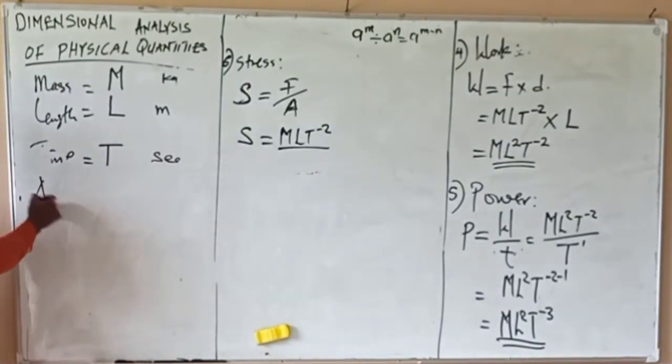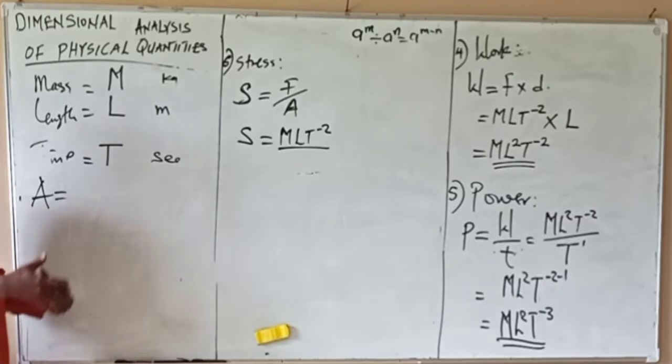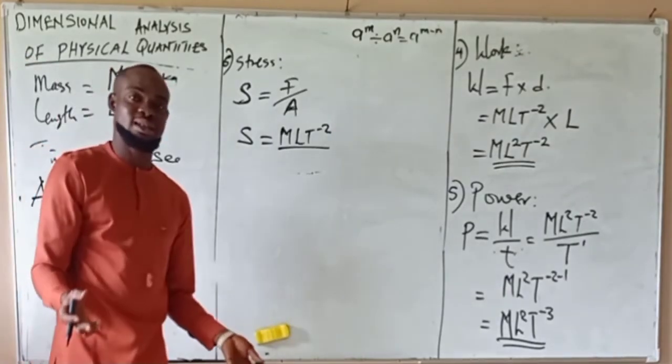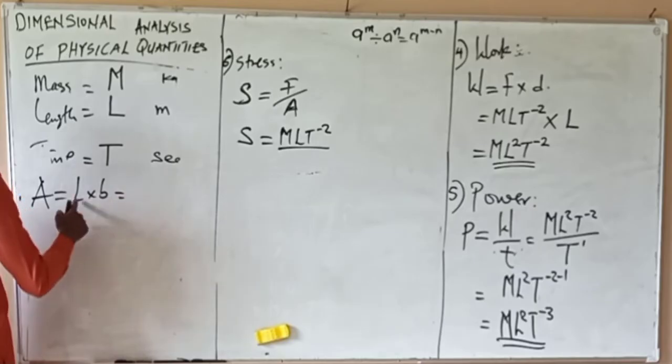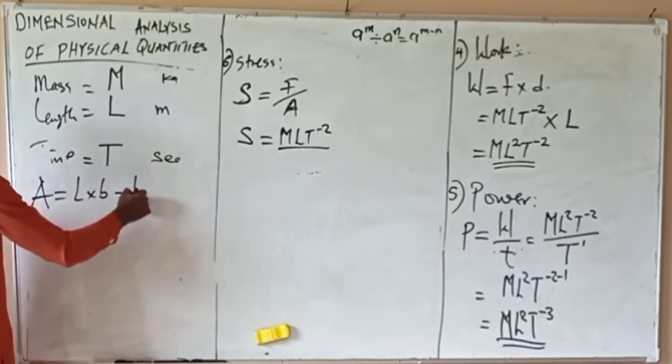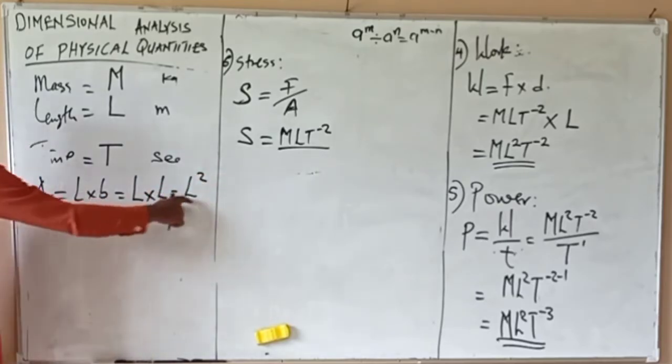Now the dimension for area is, remember, area is length times breadth. Length and breadth are measured in the same unit, meters. So you have length times breadth. Length is in meters and the dimension is L. Breadth is also in meters and the dimension is also L. So the dimension will be L squared. So the dimension of area is L squared.